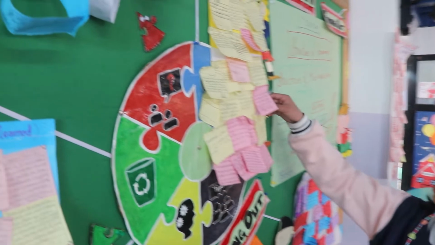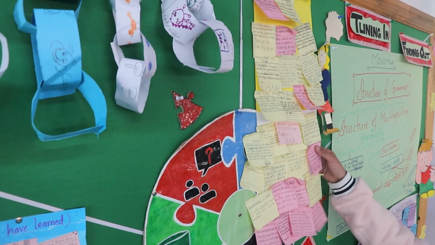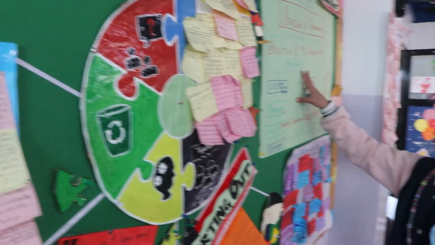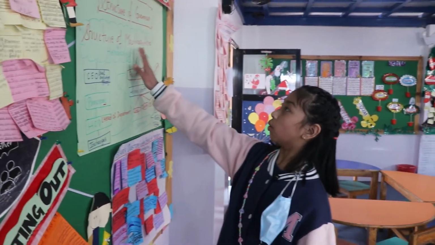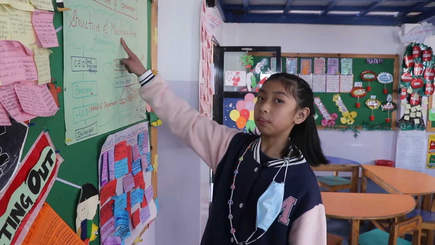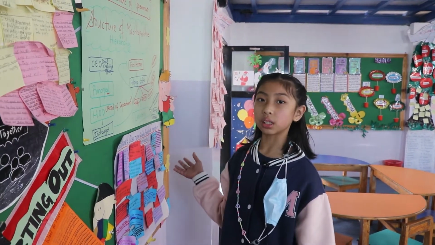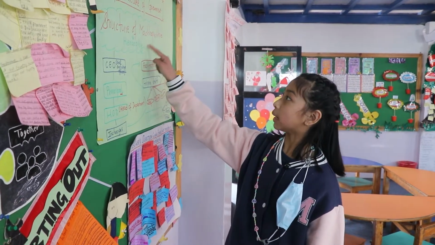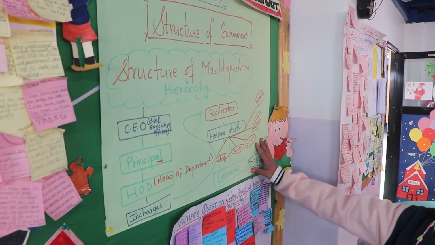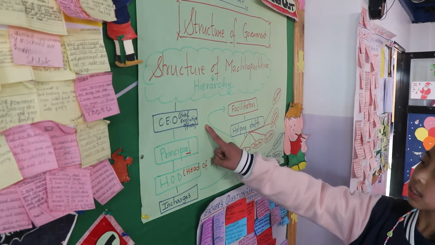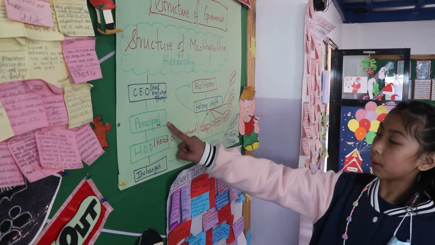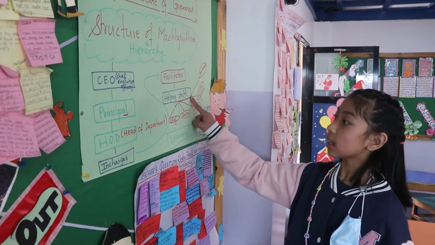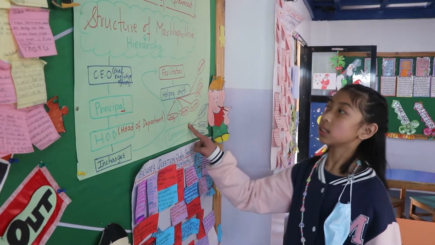What I know is what you know about the government. As you can see, our friends have written many answers. We have done some mind map as well over here, which is the structure of government. We did not know how to do the structure of government, so we decided to do the structure of Machhapuchhre School. And here is the chart. The highest operator is the CEO, then principals, HOD, in charges, facilitators, helping staffs, and last but not least are the learners.